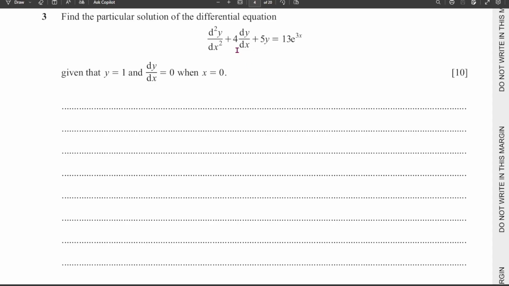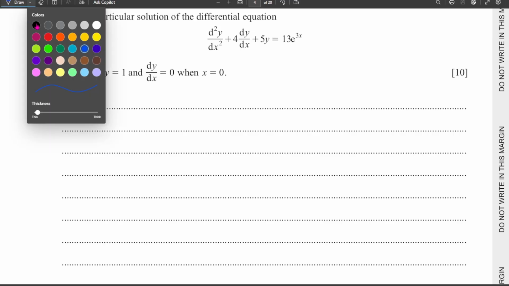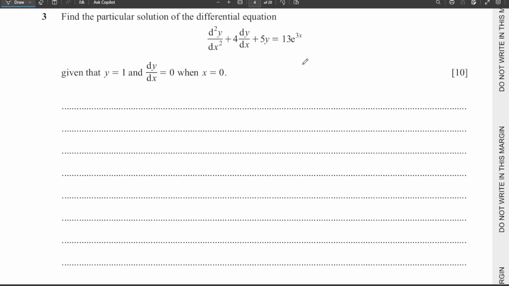This question is giving us a second order differential equation which is not homogeneous, and giving us some boundary conditions also. So first, it's not homogeneous, so you can recall that the solution will consist of a homogeneous part and a non-homogeneous part. So let's first take a look at the homogeneous part.